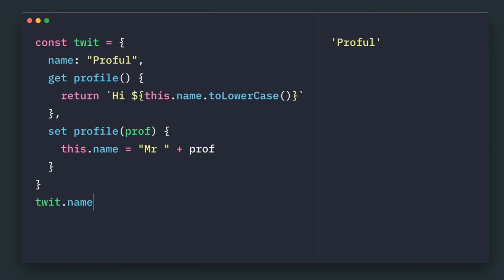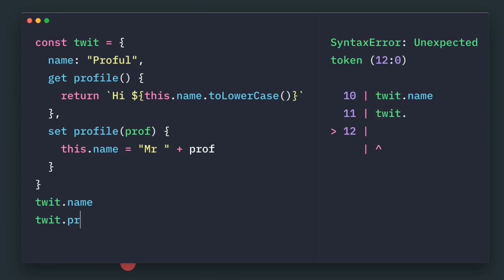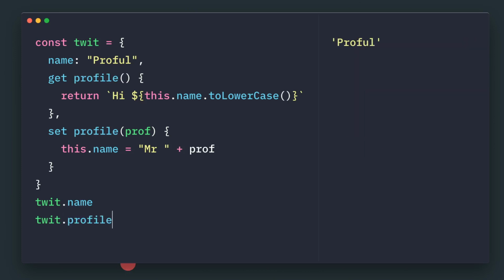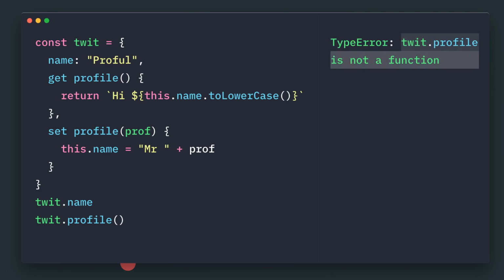So we return the profile. How can we access the profile? It is the object method, so we can use tweet dot profile, same as we are accessing tweet.name. We are not using any bracket notation over here. If you try to access it using a function call, it will lead to an error, like tweet.profile is not a function, it is a getter. So we should use it just as a property.